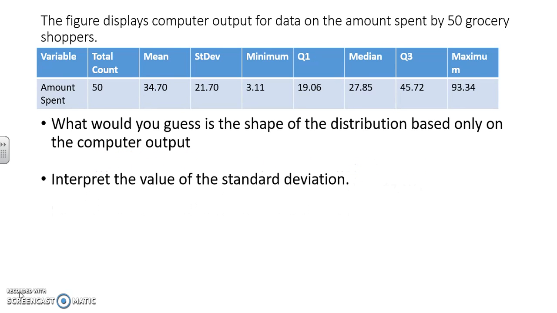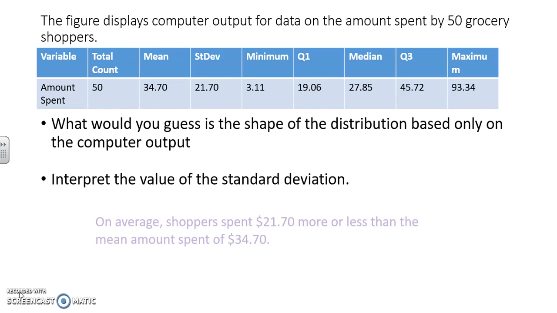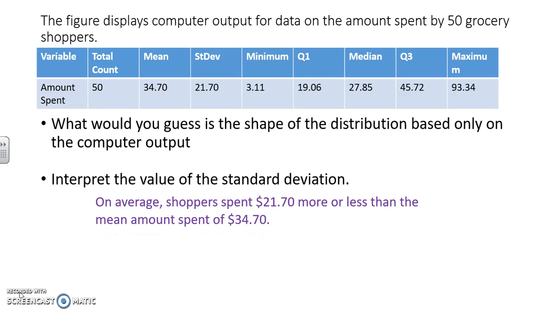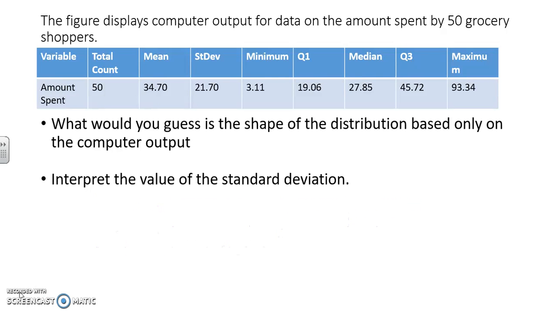The next question asks us to interpret the value of the standard deviation. This is a little bit of review from previous videos. Remember, the standard deviation is how much your values differ from the mean on average. So we could say on average, shoppers spent $21.70 more or less than the mean amount spent of $34.70. Notice how I put that interpretation in context. This is always important.